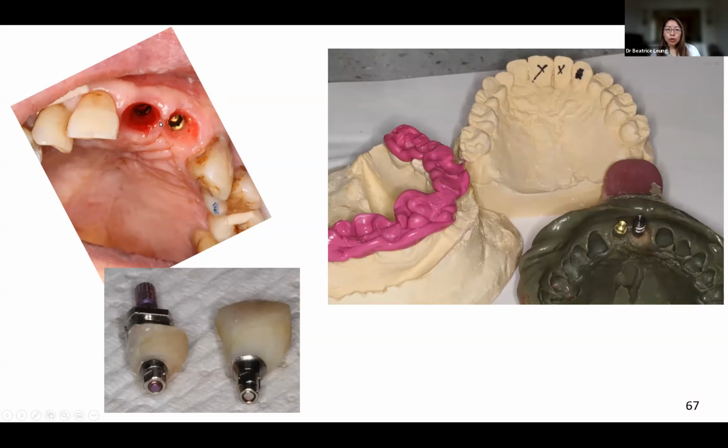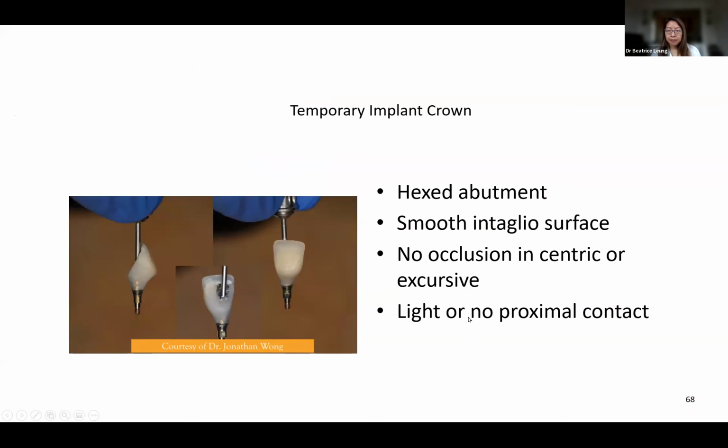So the lab will produce something that will resemble this contour rather than the contour that is arbitrarily built in, whether it may be too fat or too narrow. At the end of the day, whether it's an implant immediate protocol or at second stage, you have a temporary implant crown. For a single unit, it's usually a hex abutment, so it has a built-in anti-rotational element. It needs to be smooth.